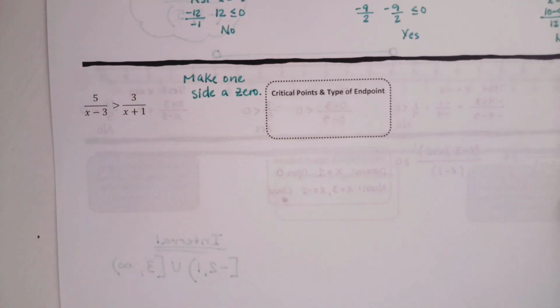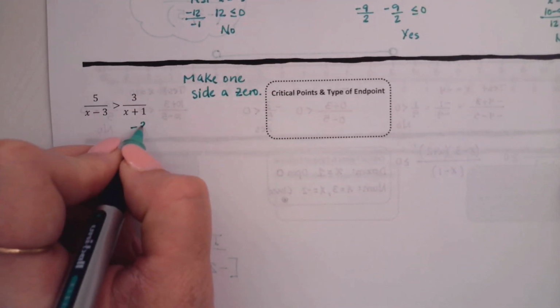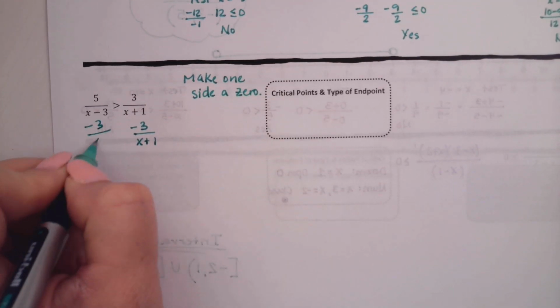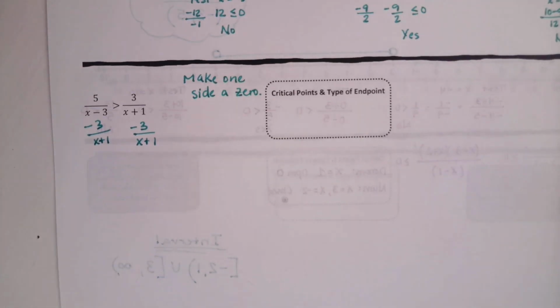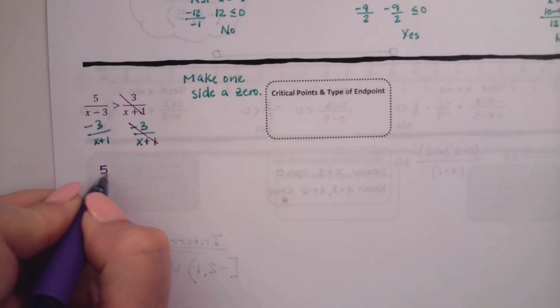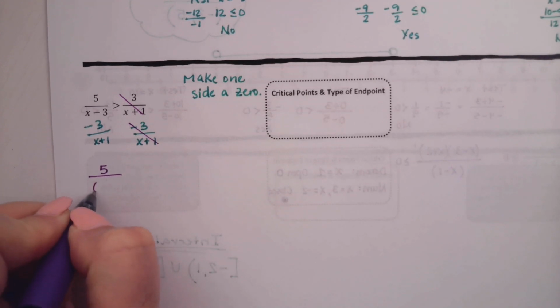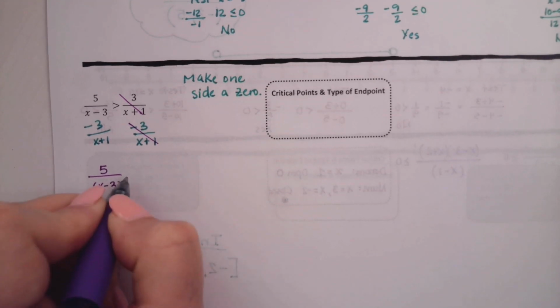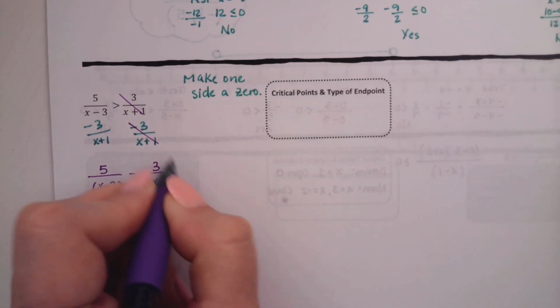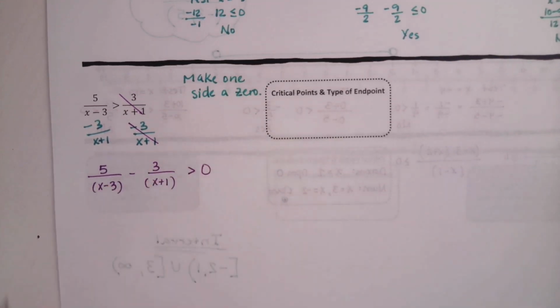What side do you want to make a 0, the left or the right side? Yeah, I like the right side being 0. So I'm going to subtract that whole fraction. But can we just subtract them right away? Why not? Because they're not the same denominator. So we have minus 3 over x plus 1 is greater than 0 now on the right.